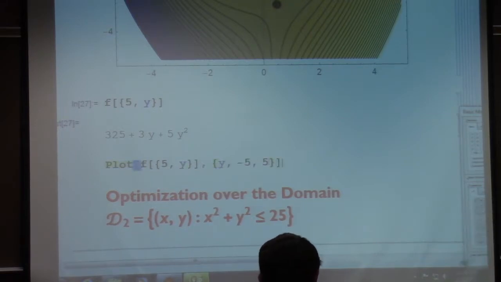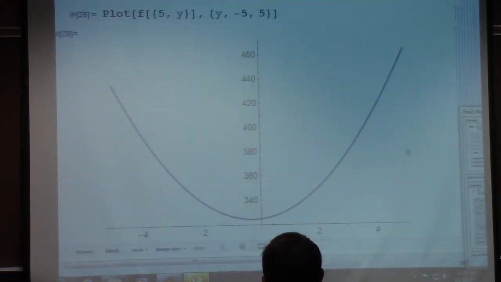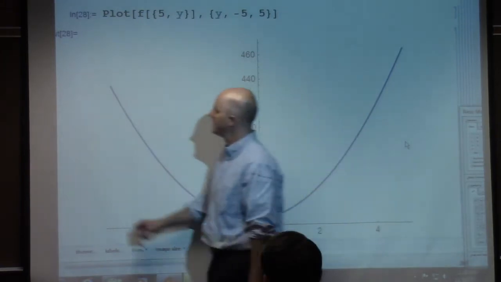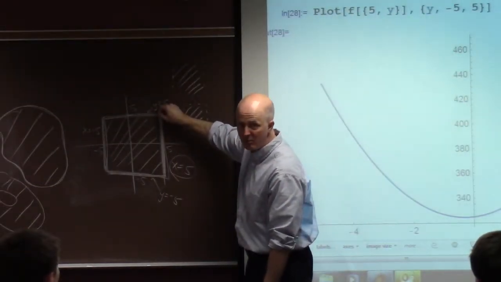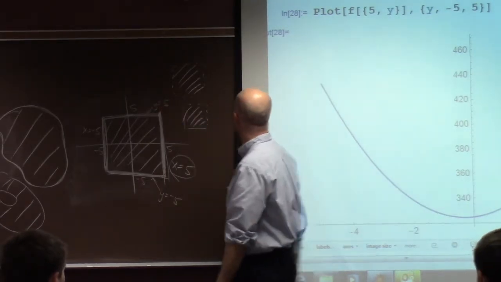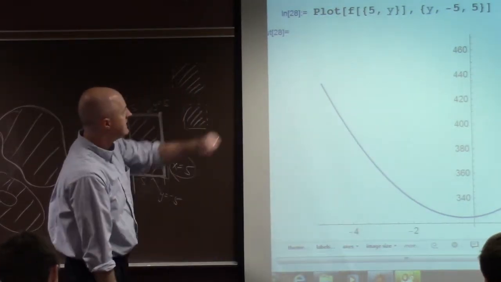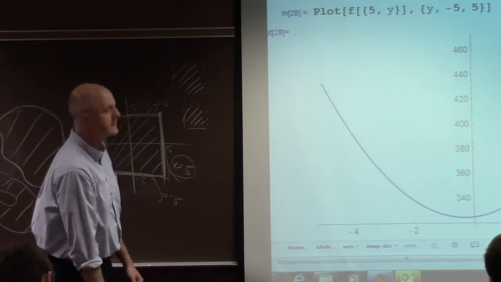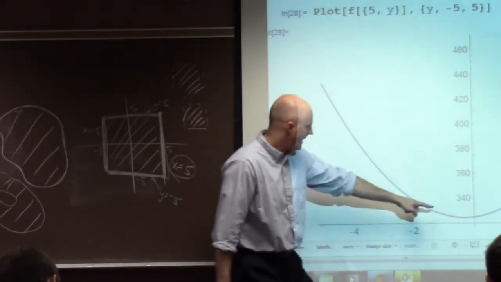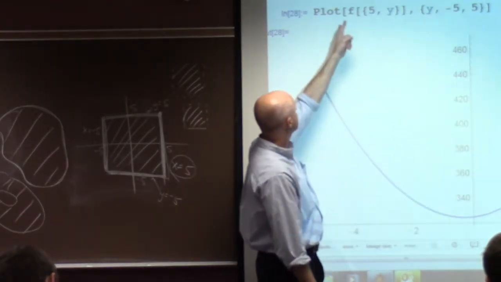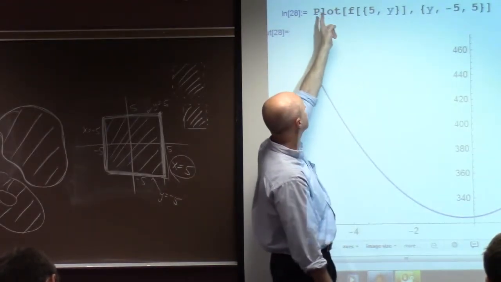It's going to be a parabola opening upward, and it looks to be highest at y equals 5. So along the right side of this square, the function is optimized, global max right there. The value is going to be around 460 something, it looks like. It's got a min there, which we could find by differentiating this function with respect to y. Do it in my head here.